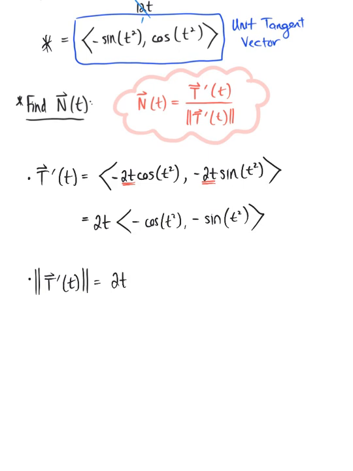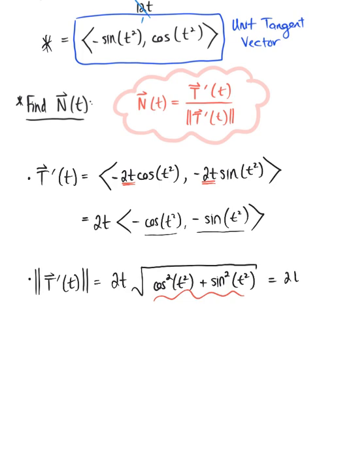So keeping that scalar multiple 2t out in front, we have 2t multiplied by the distance formula. So we have negative cosine of t squared, squared, which leaves us with positive cosine of t squared, squared, plus minus sine of t squared, squared, which leaves us with positive sine of t squared, squared. And hey, we see Pythagorean's identity again. We of course know that this is 1. So we have 2t multiplied by the square root of 1, which goes to 1. And we're left with a beautiful final answer of 2t.